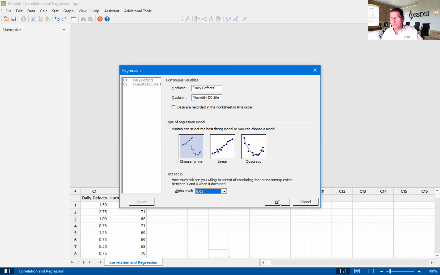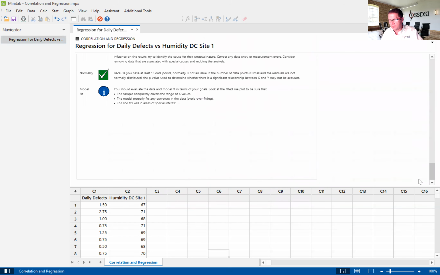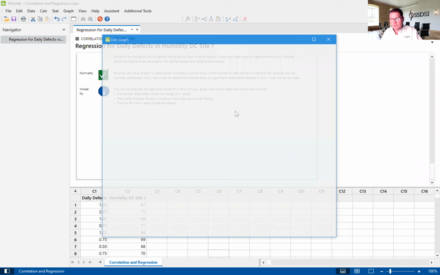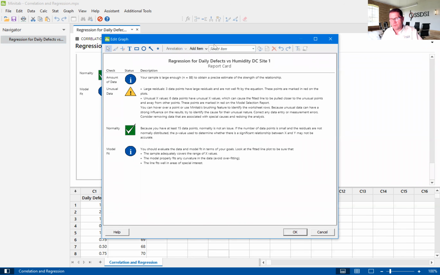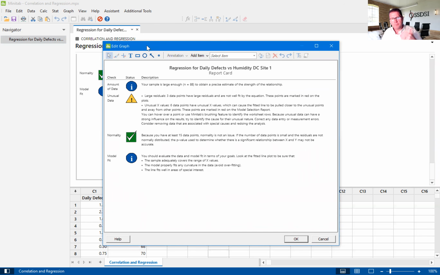We'll hit OK, and this will come up with a number of good, very informative graphs. We'll go all the way down to the bottom and click on the report card. You have to double click in order to bring that forward. The report card tells us information about our data and our model, and it also tells us whether we have the proper data to be able to trust the model.